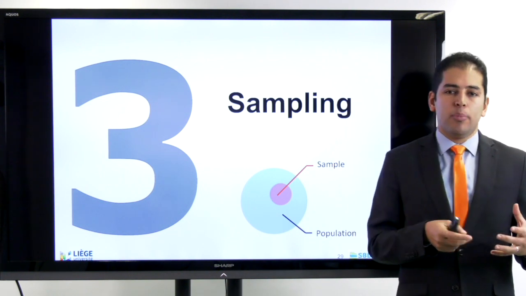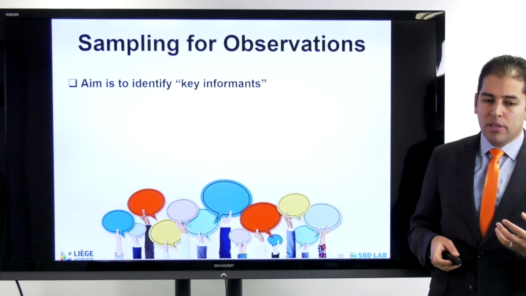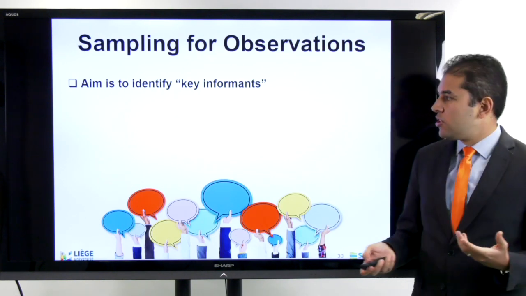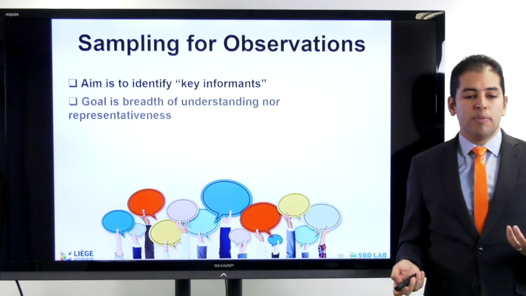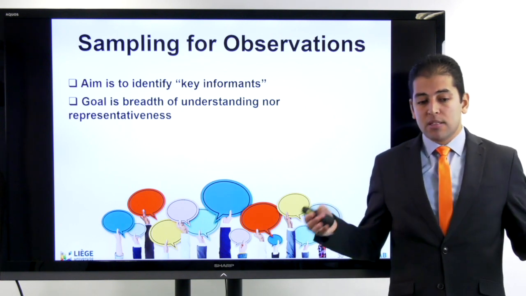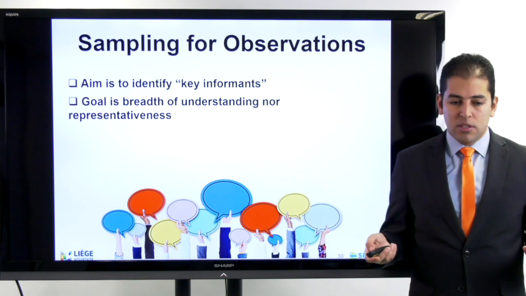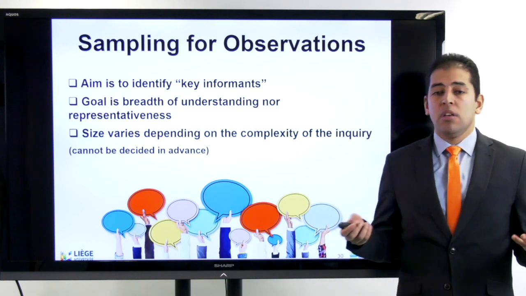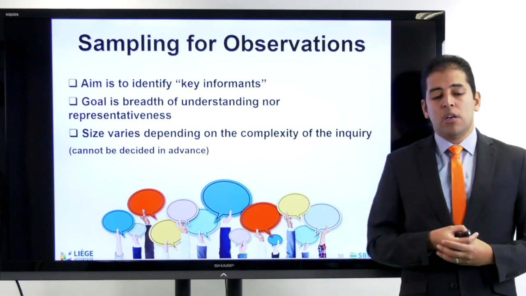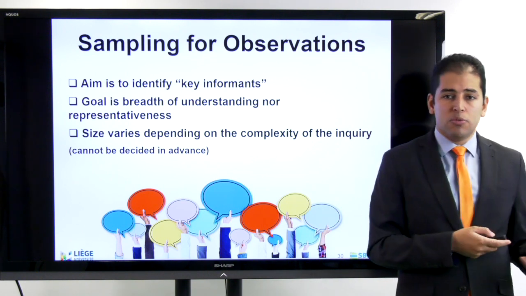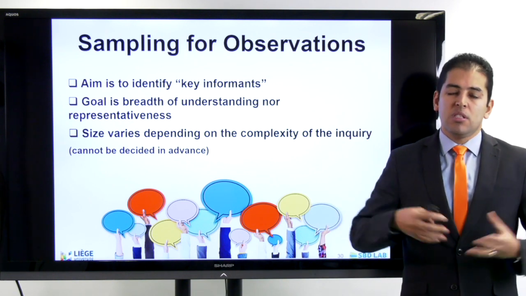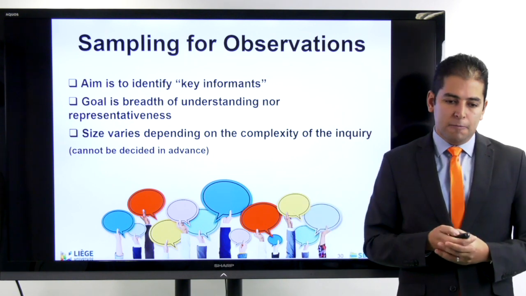Now, how can I sample? I want to go more into detail with sampling. The idea with sampling and recruiting people for your focus group discussion is to identify the key informant people. The goal here is the breadth of understanding, not the representativeness. So the size can vary depending on the complexity, and we said it can be from 6 to 12 when we do mini focus group discussion. For classical group discussion, this number can go beyond 15.